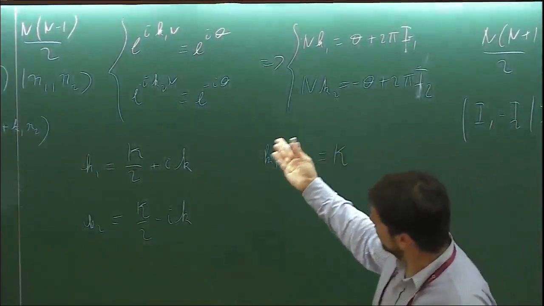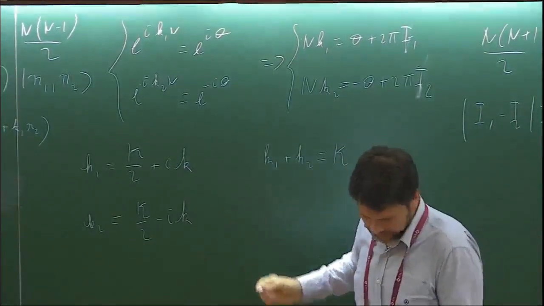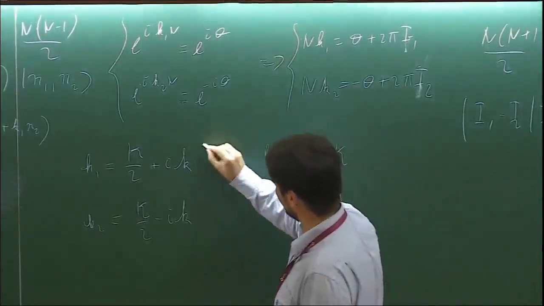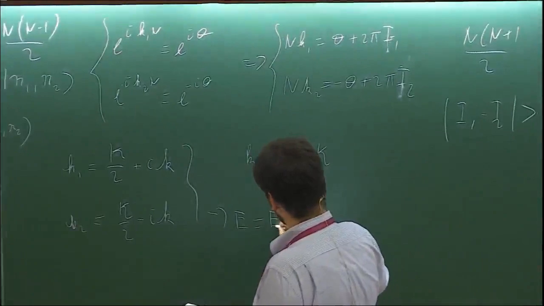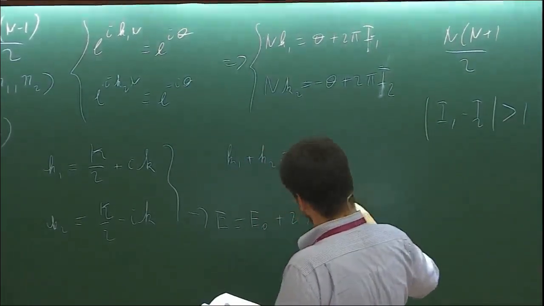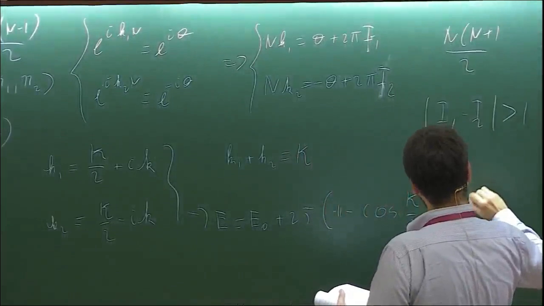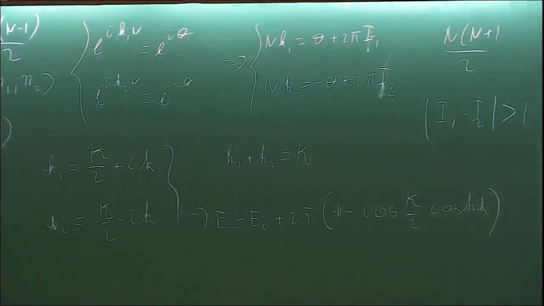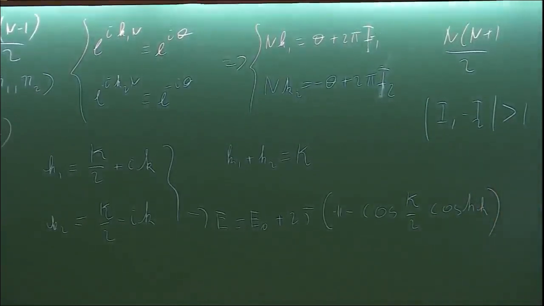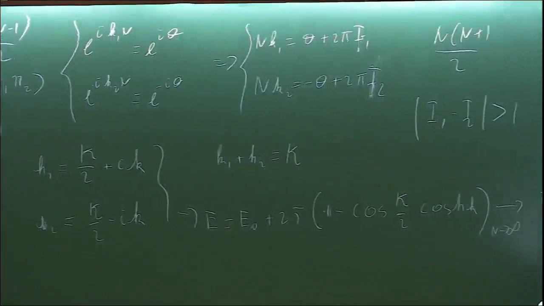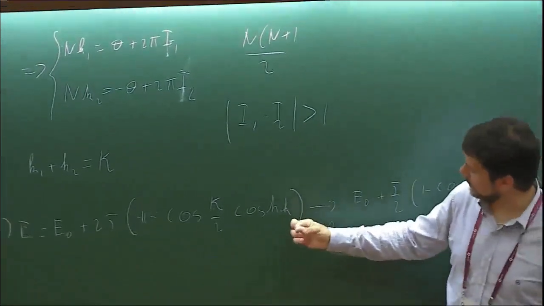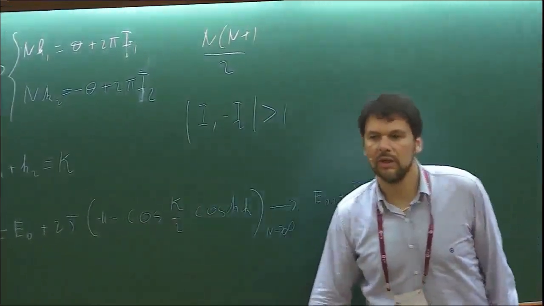Well, again, to find... So when you have such a solution, you find that the energy is E0 plus 2J(1 minus cos k half cosh of little k). And moreover, you can prove that in the thermodynamic limit, this goes to E0 plus J over 2 (1 minus cos K), because there are some simplifications, so you can relate analytically small k to capital K.